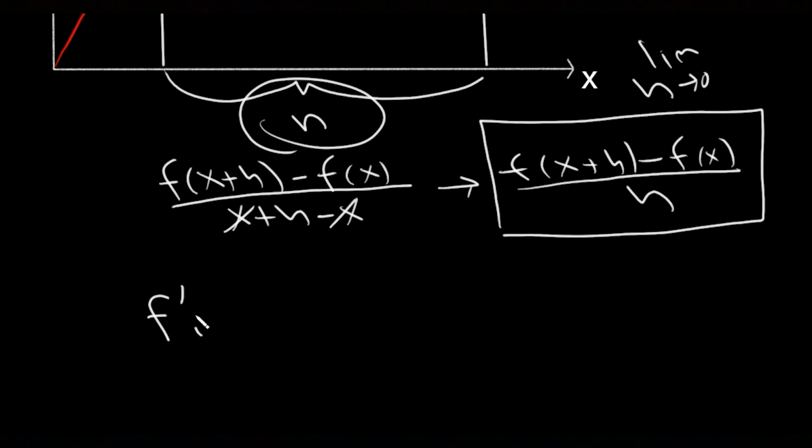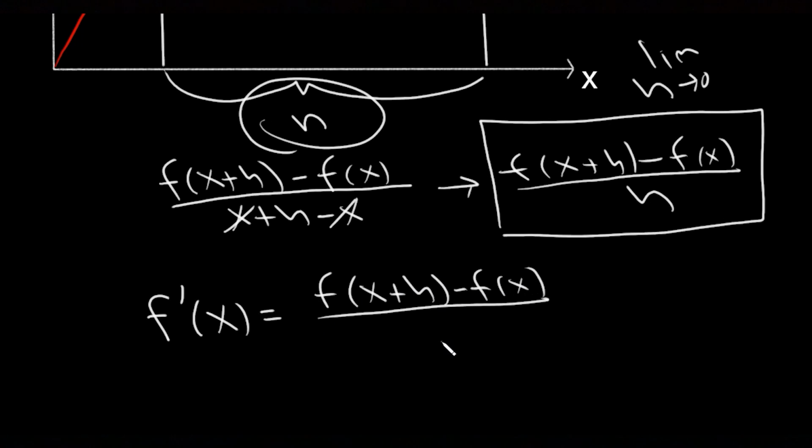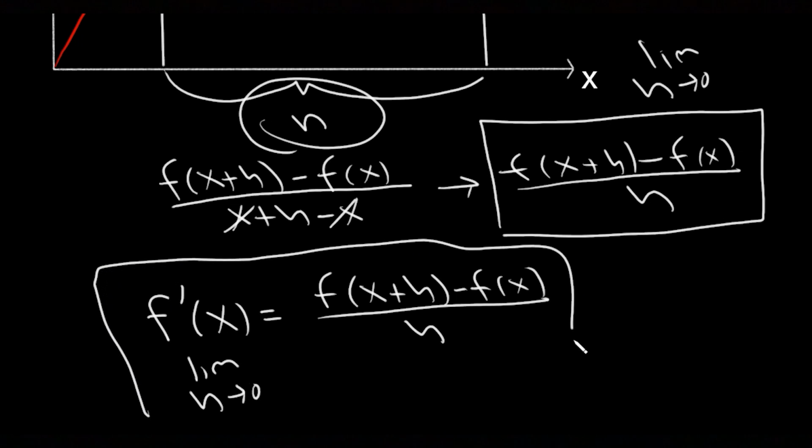So f prime of x is equal to f of x plus h, okay, minus f of x all over h. And again, we do want to put a limit on this. We want to put a limit on h. So we're going to say here limit as h approaches 0. There we go. Okay. So we can now use this to find the derivative of various functions. Okay. So that is the difference quotient. Now let's go ahead and talk about how we can apply it to functions again to find the derivative.